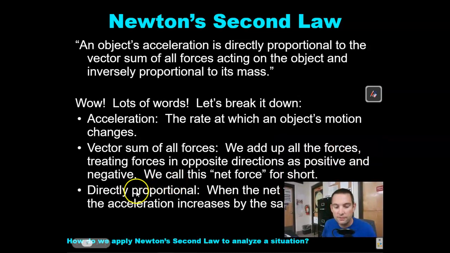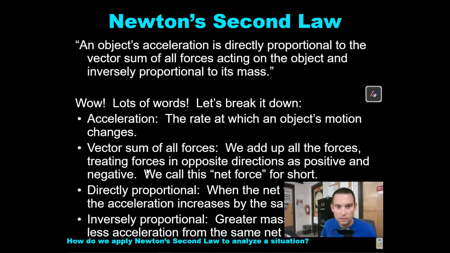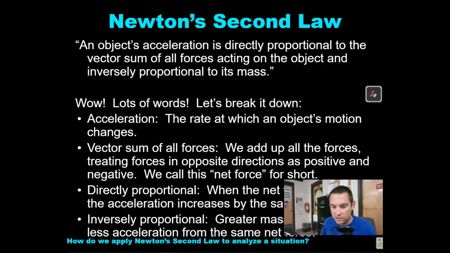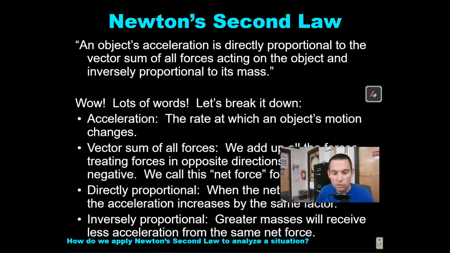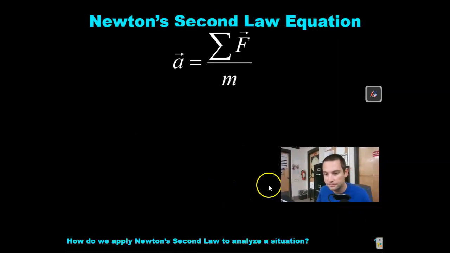That is a very specific word. If we were to look at that on a graph, it would be a linear graph that goes through the origin. If it doesn't go through the origin, it's not directly proportional. Inversely proportional: greater masses will receive less acceleration from the same net force.